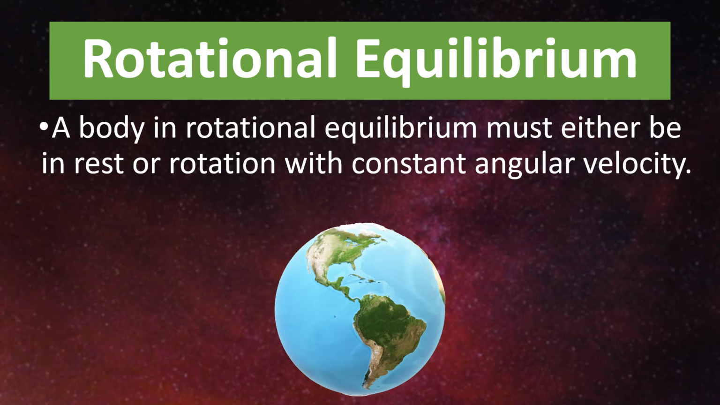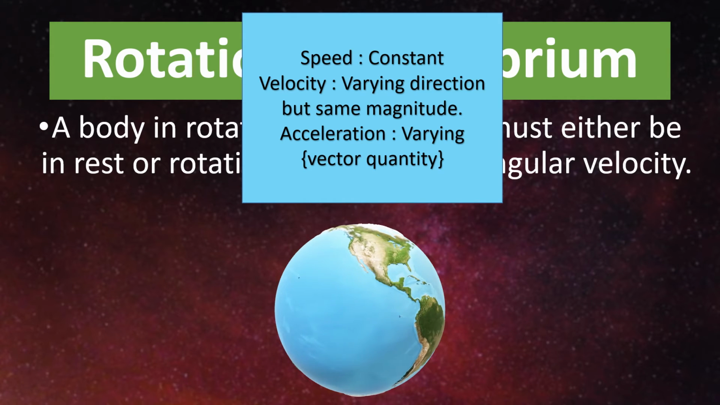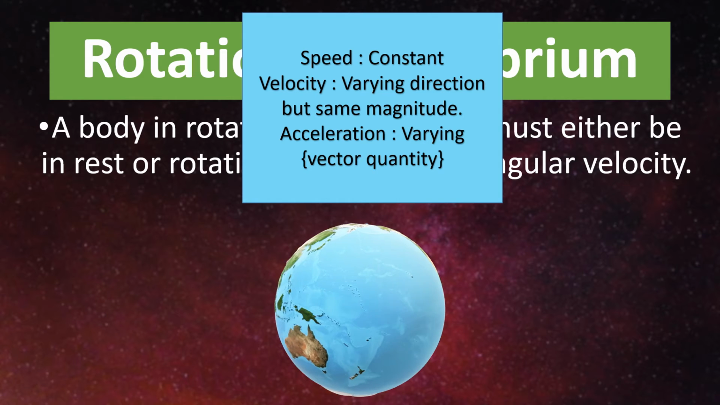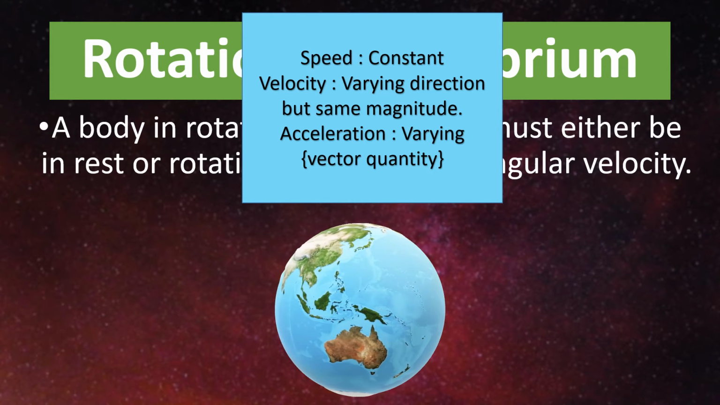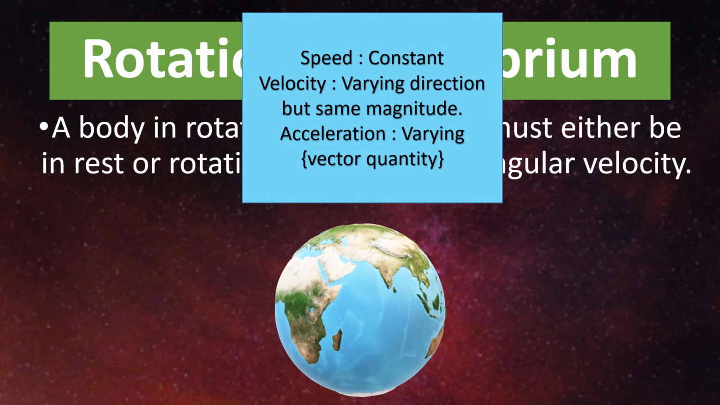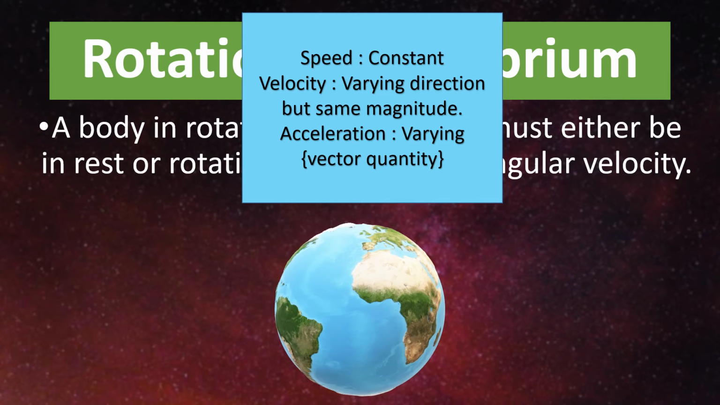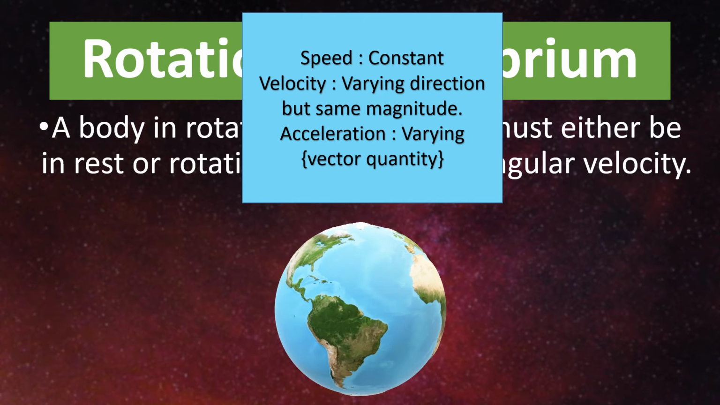Now let's look at rotational equilibrium. A body in rotational equilibrium must either be at rest or rotating with constant angular velocity. Take a look at our globe here. We can see that the speed is constant but the velocity changes. Though the magnitude remains the same, the direction is constantly changing, hence the velocity also changes. The acceleration also changes, as acceleration is a vector quantity.